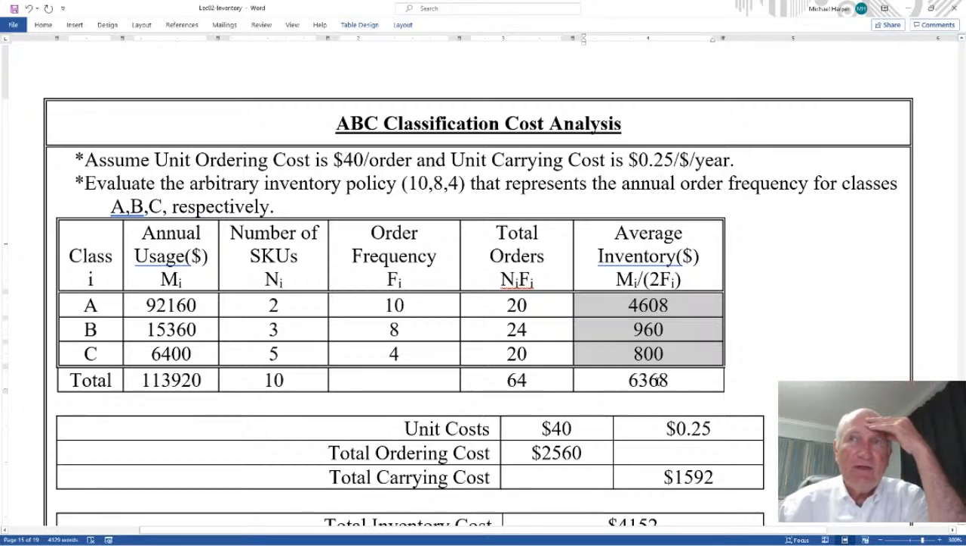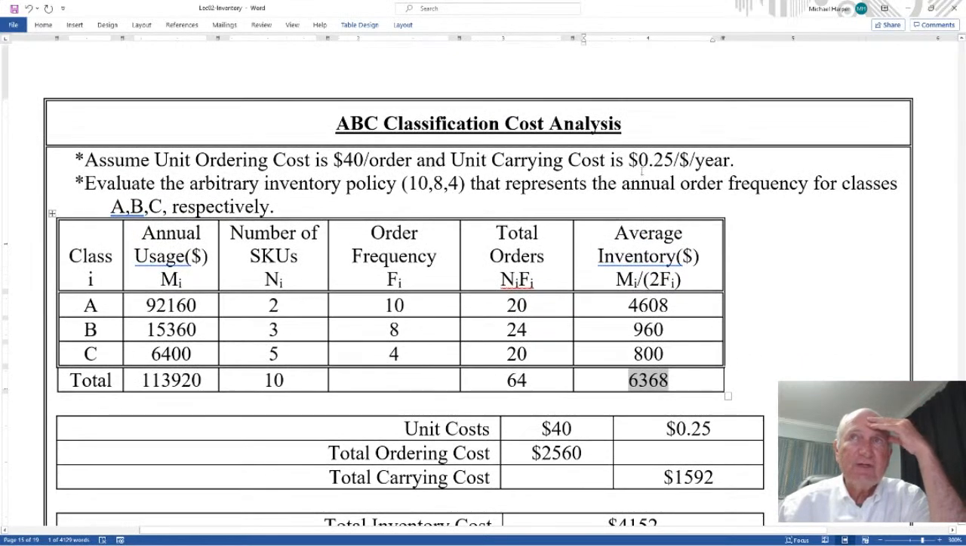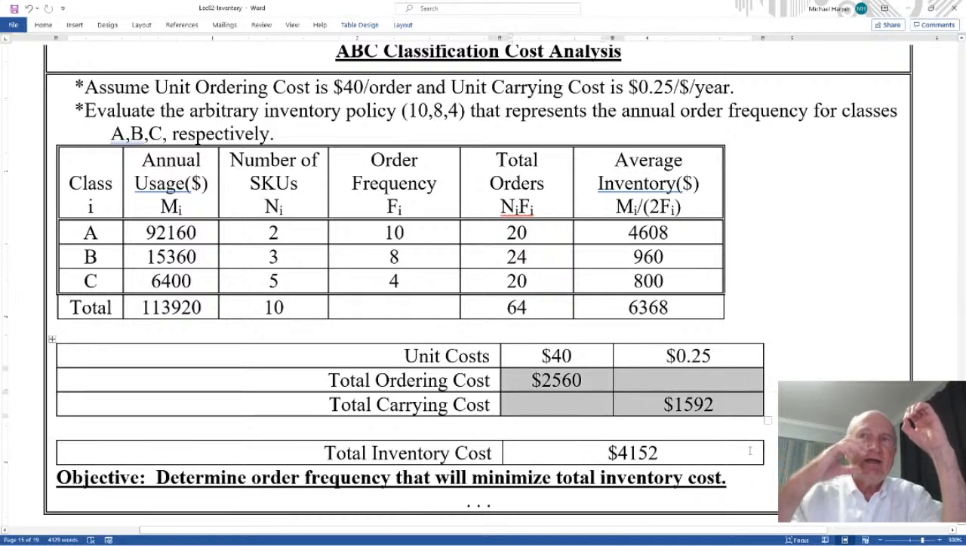I add that up, and there's my average inventory over a year. Each one of those dollars costs me 25 cents to carry, and this times 25 cents is my total carrying cost. I add those two together, I get my total inventory cost. Now, notice that these are not the same. My ordering is more than my carrying, so it's not EOQ.